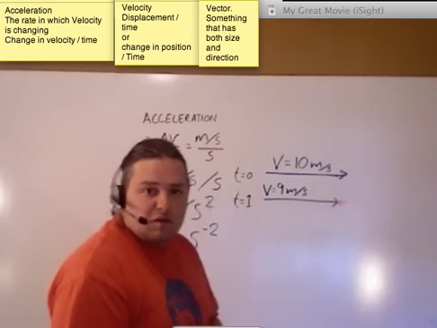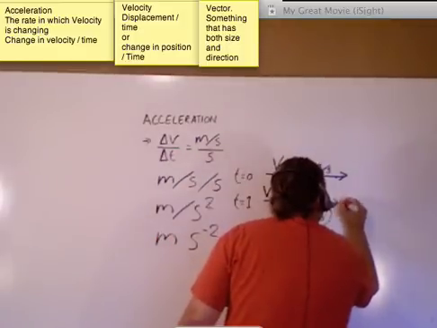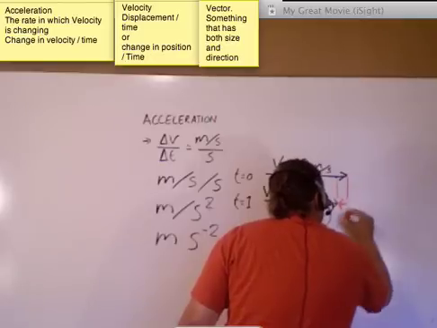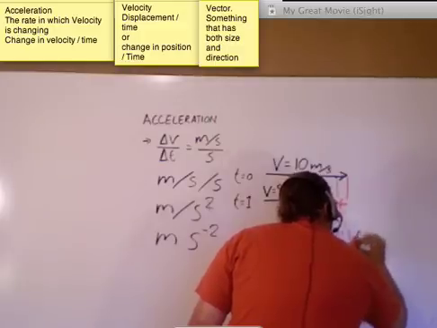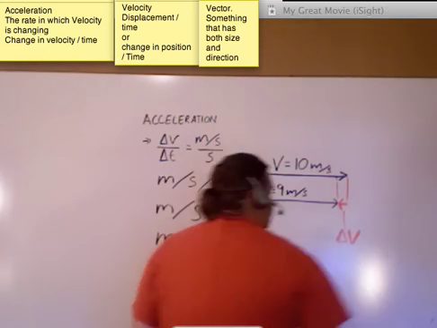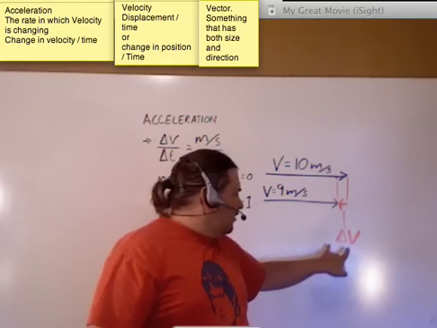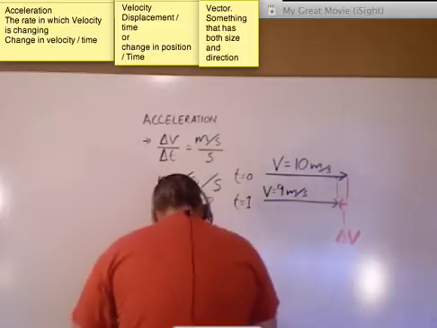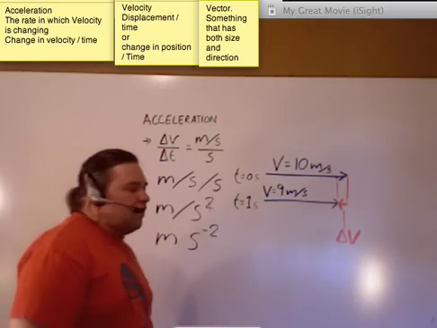This red arrow, which is barely visible, let me see if I can darken it up a little bit. This red arrow represents the change in velocity. That's how much my velocity has changed. Okay? That's the change in velocity. So that little red arrow over here is the change in velocity. So the change in velocity, the size of this arrow, divided by this 1 second, is going to give me my acceleration.